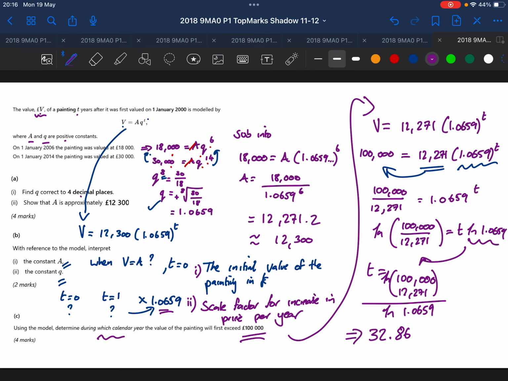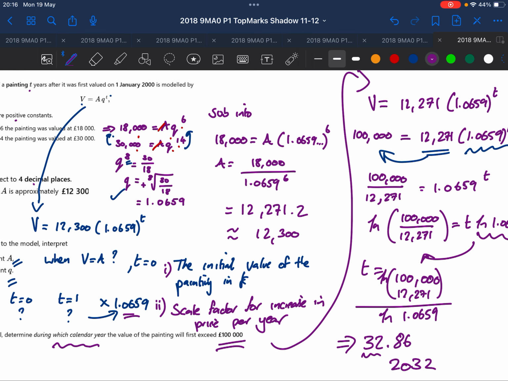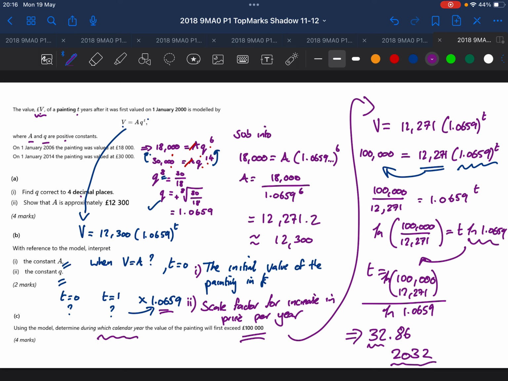The question says during which calendar year. So we are actually interested in the year in which this starts. So it starts in the 32nd year. So the answer is 2032. So we don't need to round up or anything here. We're just saying what year does this take place in, which is 2032. So there you go, substituting in values to find some unknowns, using that equation, and then trying to do some modelling with it.